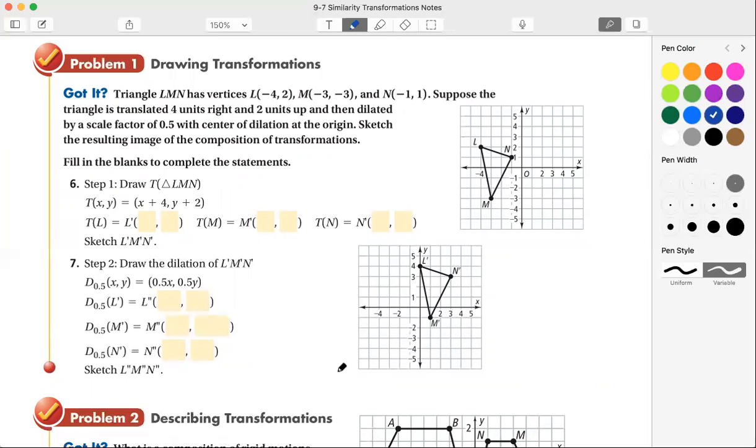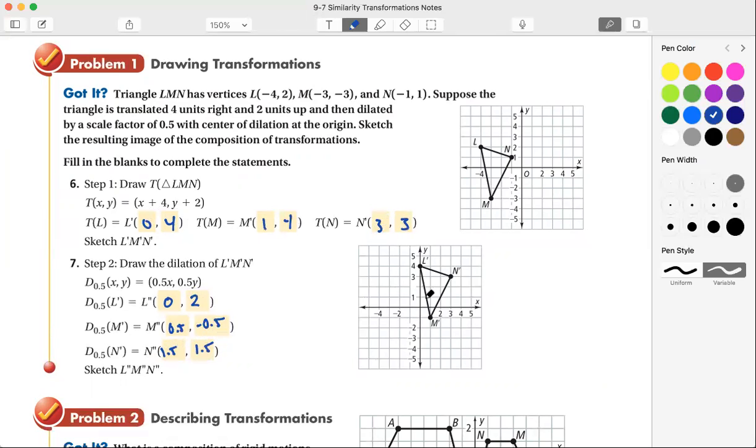So step 1, what I like to do first is find the translation here. So we first find the new points by adding 4 to each x and adding 2 to each y. So L prime is going to become 0, 4. M prime becomes 1, 5, and N prime becomes 3, 3. Then I multiply each one by a half. So this becomes 0, 2, this becomes 0.5, 2.5, and this becomes 1.5, 1.5.